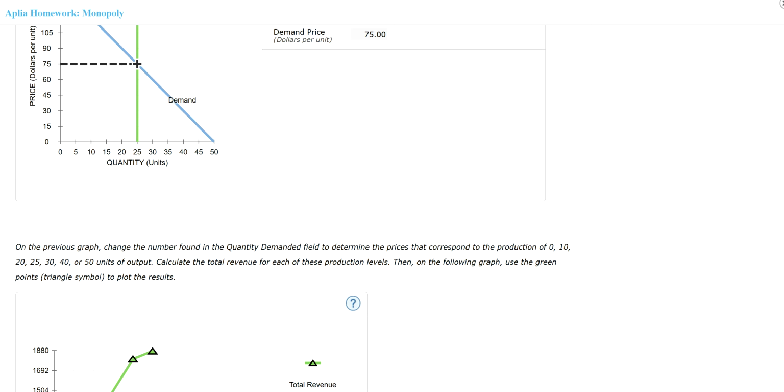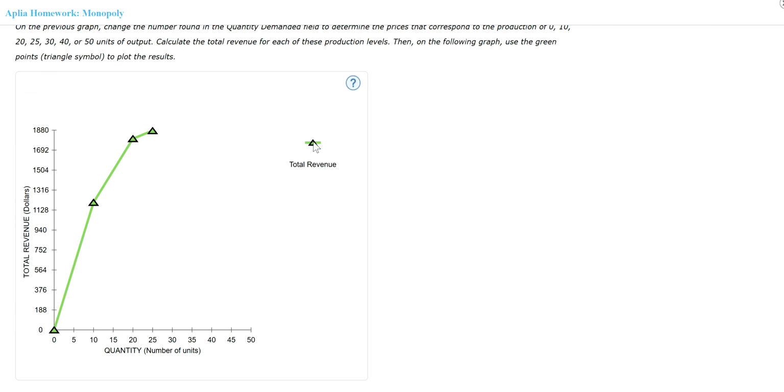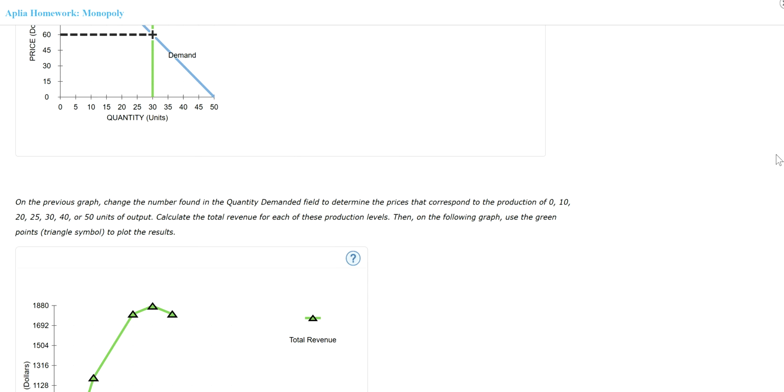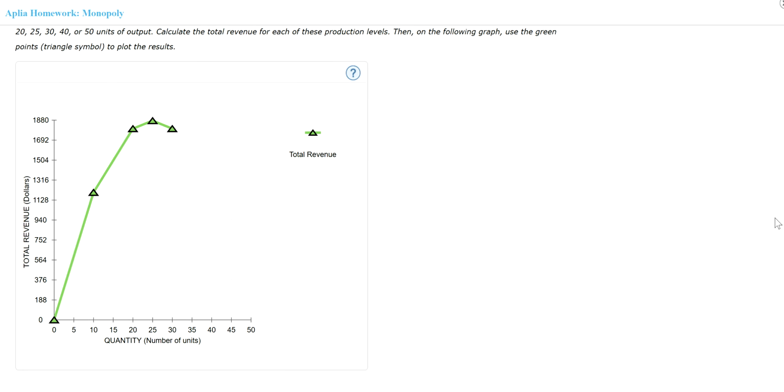Okay, let's keep going. And then 30, it's going to be 60, that's 1800 again. All right, next one, I think they might be symmetrical. 40 and 50. 40, there we go. So 40 times 30, that's 1200 again. Oh yeah, they're symmetrical.